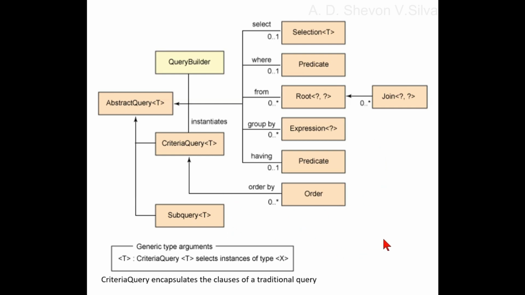CriteriaBuilder is a factory for criteria queries and query expressions of all sorts. A criteria query is transferred to an executable query with its type information preserved, so that the elements of the selected list can be accessed without any runtime casting.